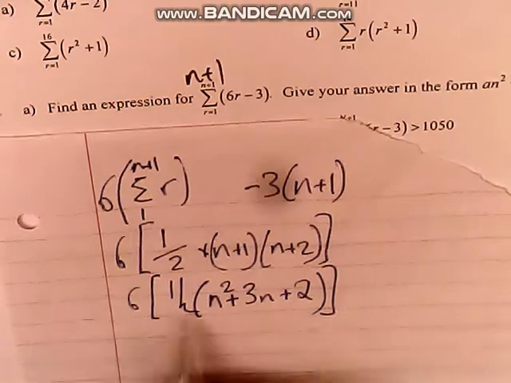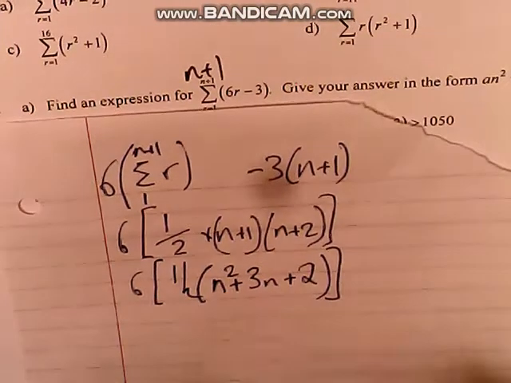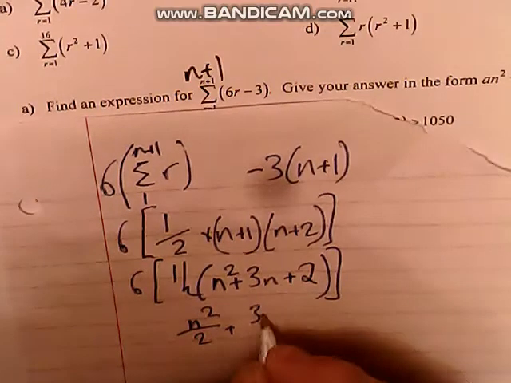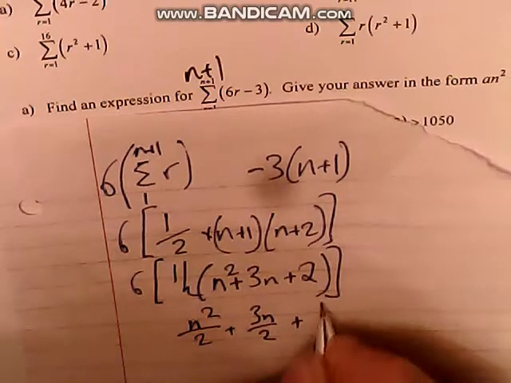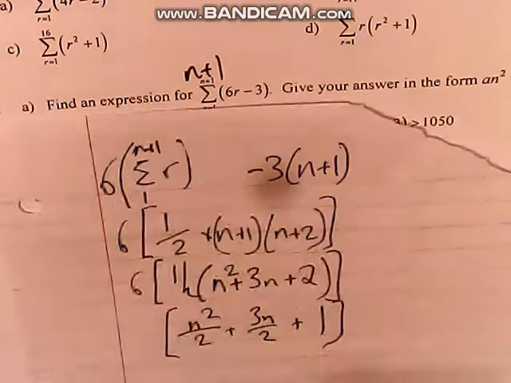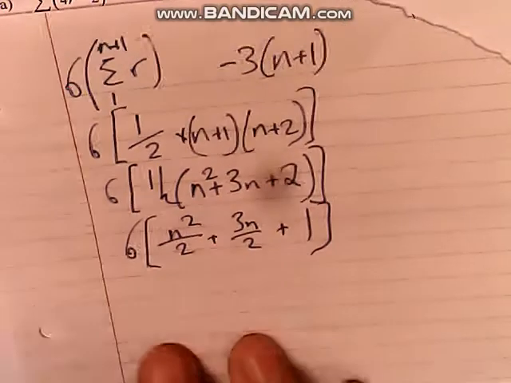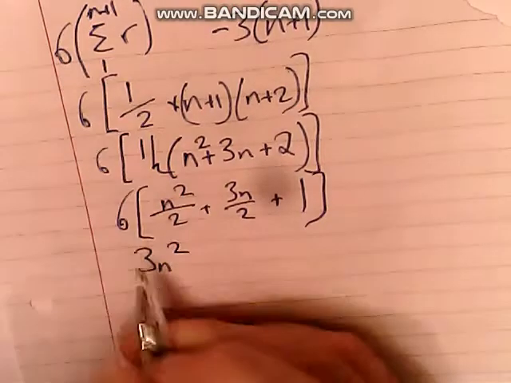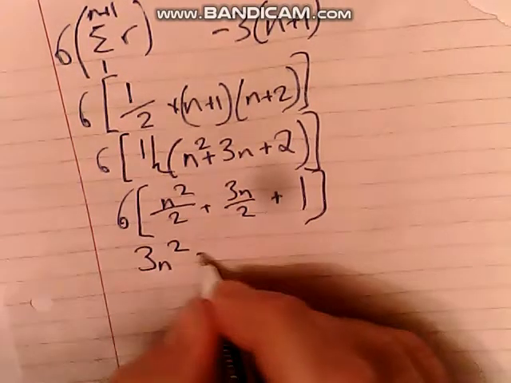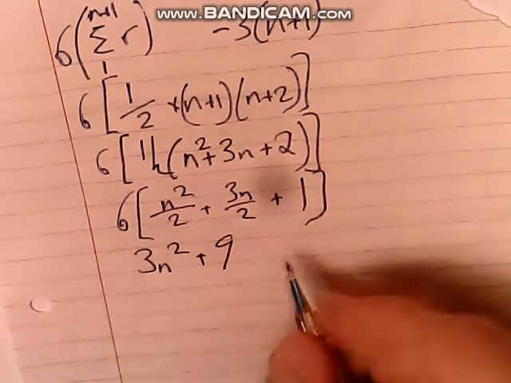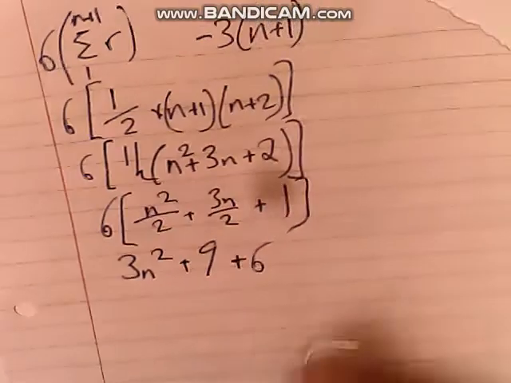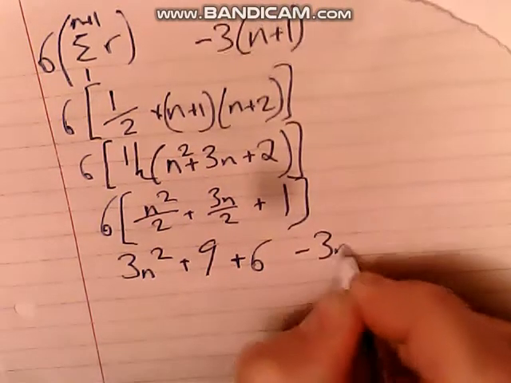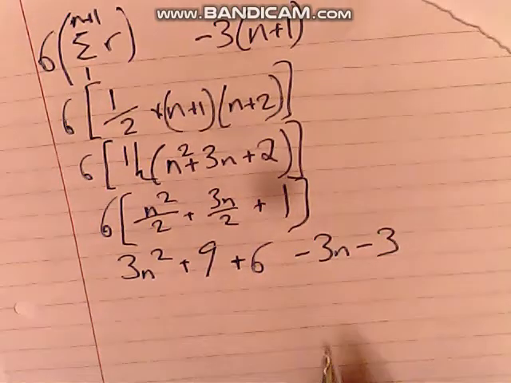And I don't actually need double brackets, but it's just a way to explain it. Expand it for half: n squared over 2 plus 3n over 2 plus 1. All of this then has to be multiplied by 6. 6 divided by 2 is 3, so this becomes 3n squared. 6 times 3 over 2 is actually 9n, and 6 times 1 is 6. Okay, don't forget this one here. Let's expand that, which also gives me minus 3n minus 3.